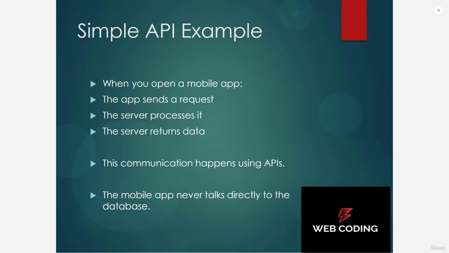And this communication simply happens using APIs. The mobile app never talks directly to the database, all right? It simply talks to a back end. It can be Laravel, it can be even pure PHP, it can be anything. So this is basically what an API is.